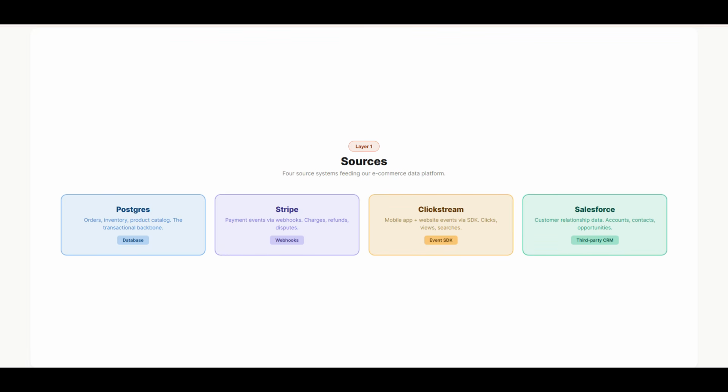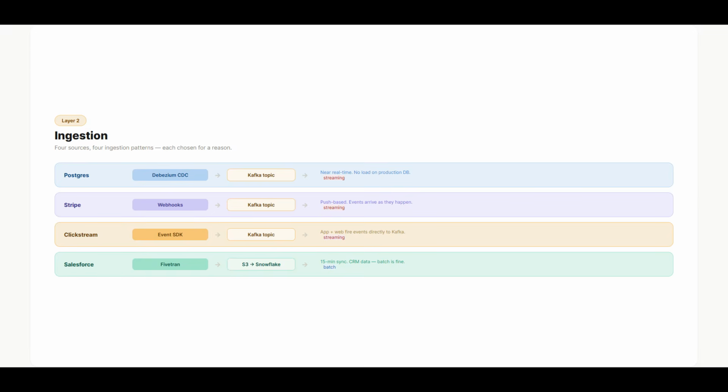Sources: Postgres for order data and inventory, Stripe webhooks for payment events, our mobile app and website firing clickstream events through an event SDK, a third-party CRM, Salesforce for customer relationship data. Ingestion: Debezium CDC captures changes from Postgres into Kafka near real-time, no load on the production database. Stripe webhooks flow directly into a Kafka topic.